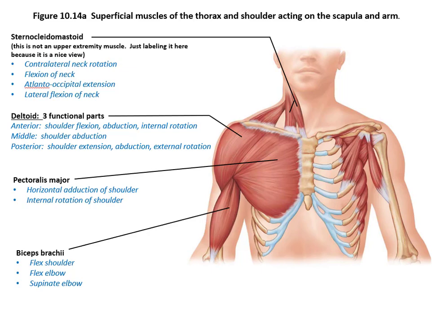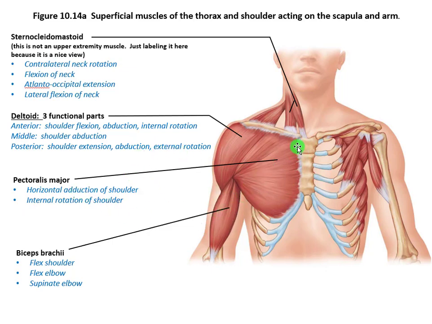And then take your elbow and bring it way in front of your chest. If you can imagine that movement as you're doing a push-up or a bench press, that is horizontal adduction of the shoulder. The next thing the pectoralis major does is internal rotation of the shoulder.